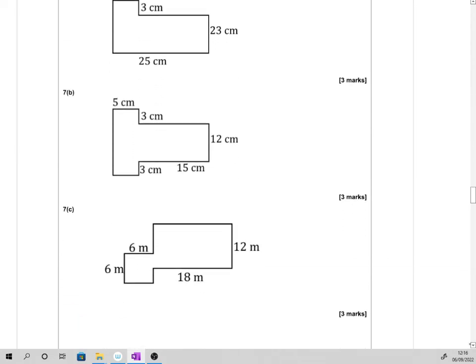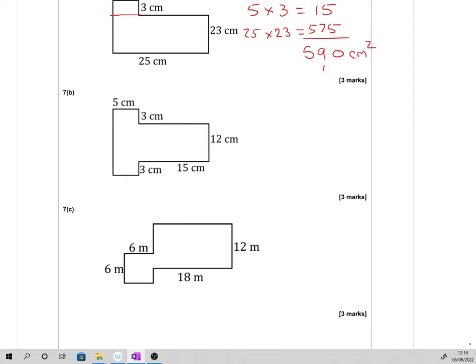Find the area of these compound shapes. Ooh, don't like that one. Right, okay, so let's do that. So that bit is 5 times 3, which is 15. And this bit is 25 times 23. 25 times 23 is 575. Not mixed any units up so far. 575 and 15 make 590 centimeters squared.